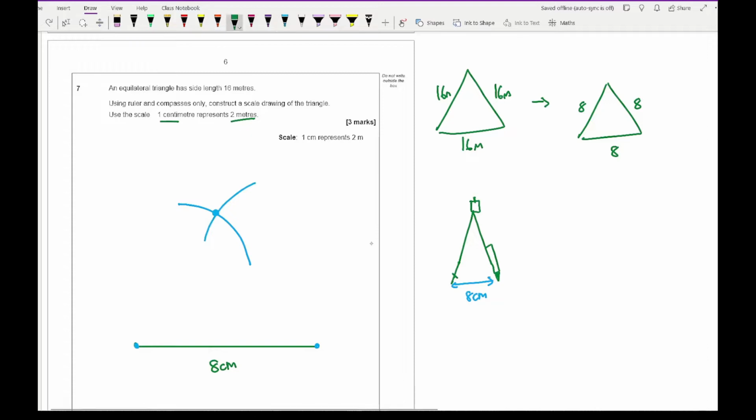And then with a ruler, join those 2 points up to make your equilateral triangle, and then double check to make sure that that should be 8 centimeters and that should be 8 centimeters as well.